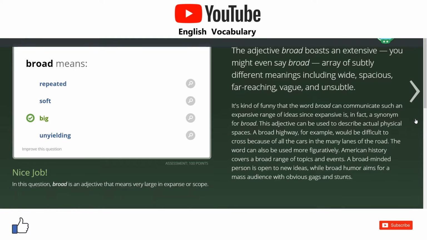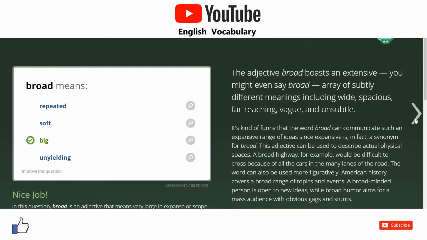The adjective broad boasts an extensive, you might even say broad, array of subtly different meanings including wide, spacious, far-reaching, vague, and unsubtle. It's kind of funny that the word broad can communicate such an expansive range of ideas since expansive is, in fact, a synonym for broad.